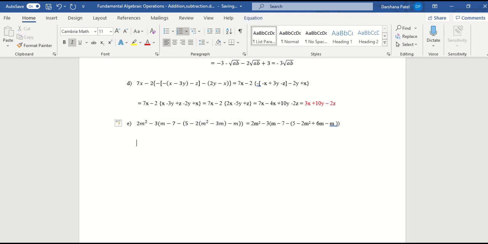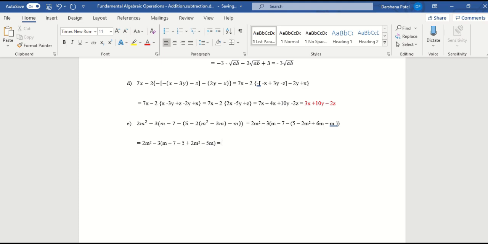Further then we get 2m square. So everything remains the same, and we will simplify the next bracket. So we get minus 5 plus 2m square. We get plus 2m square minus, so 6m minus m will give us 5m, and applying this negative to that will give us negative 5m, and we close the bracket here. So we got rid of this bracket right here now.